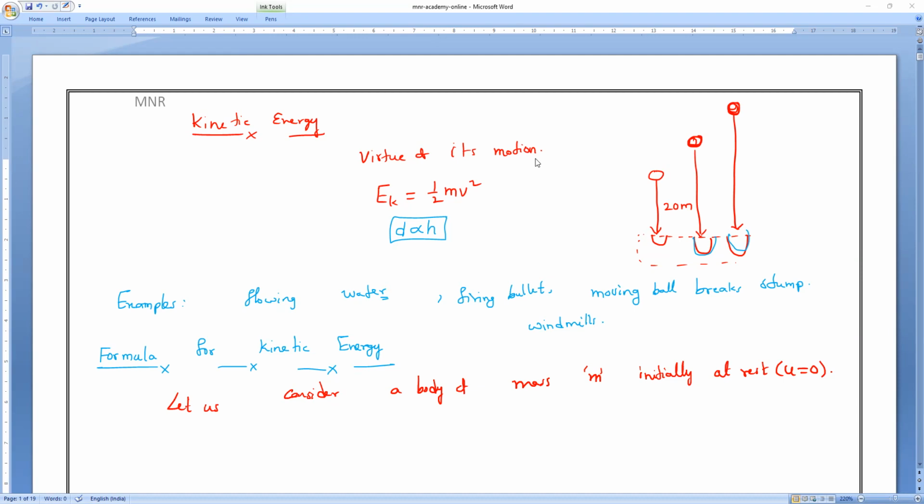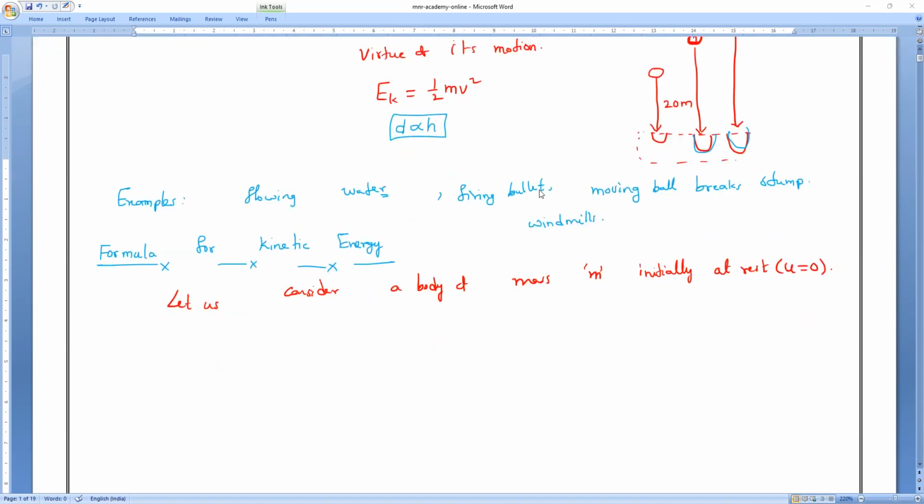In the derivation you have learned in school, the body is already having some velocity V and it has been brought to rest. Am I right? Okay. But now I am taking a body whose mass is m and whose initial velocity is 0, which means the body is at rest.